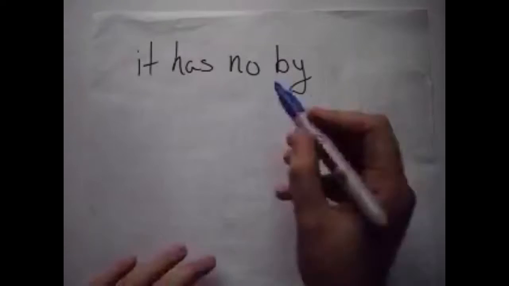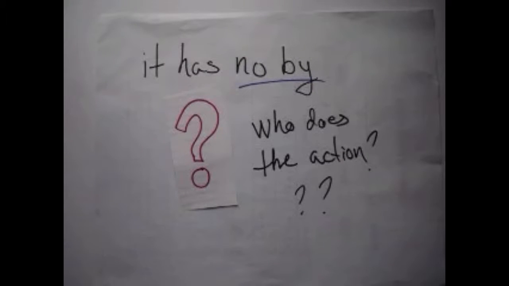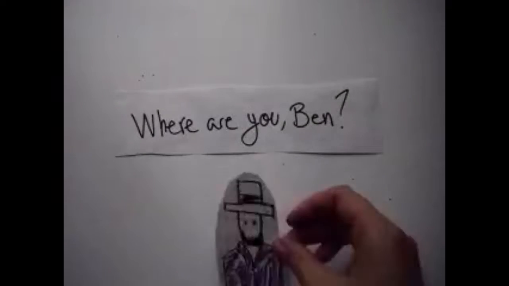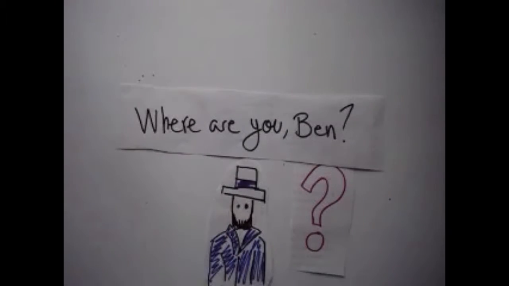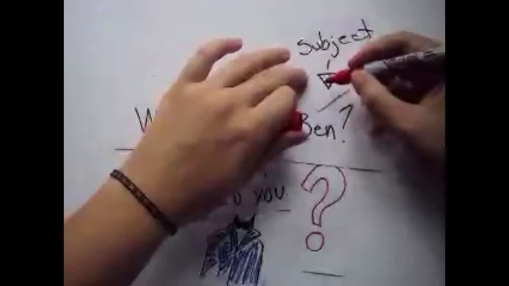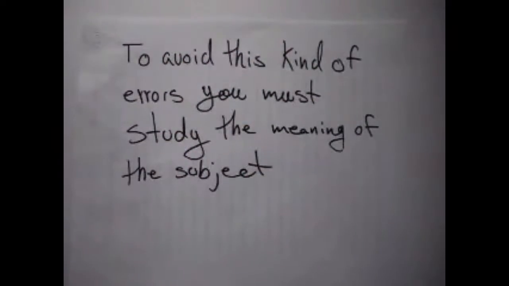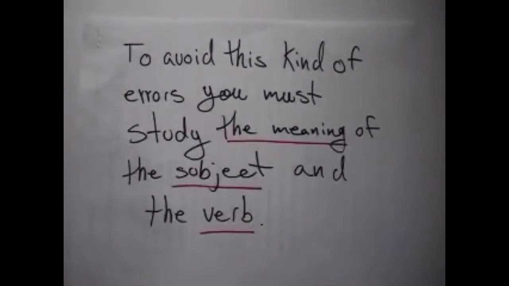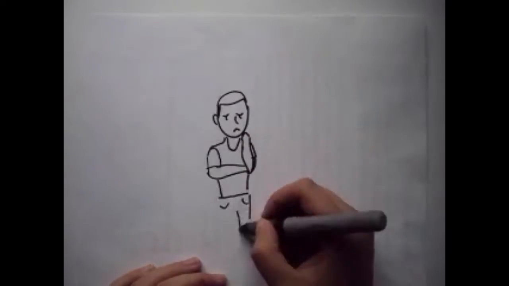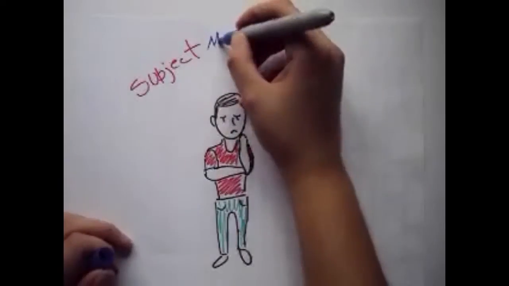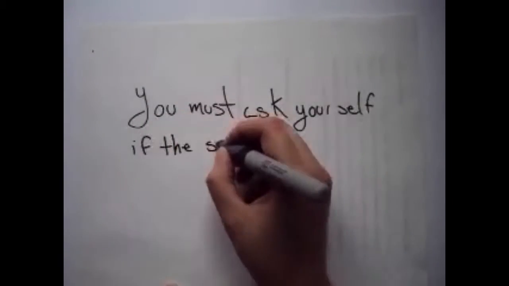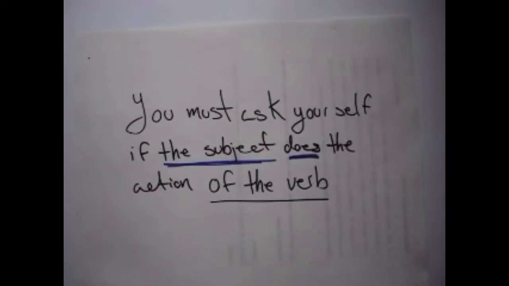Another reason why the fourth sentence is incorrect is because it has no by or object who tells you who does the action. To avoid this kind of errors, you must study the meaning of the subject and verb. To do this, you must ask yourself if the subject does the action of the verb.